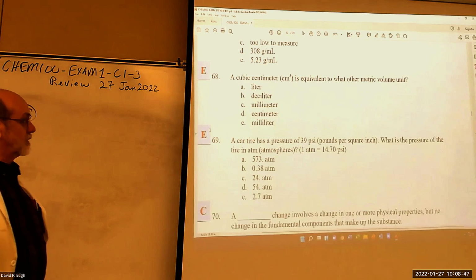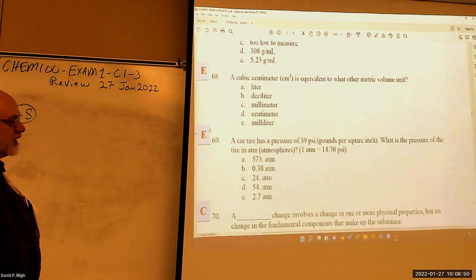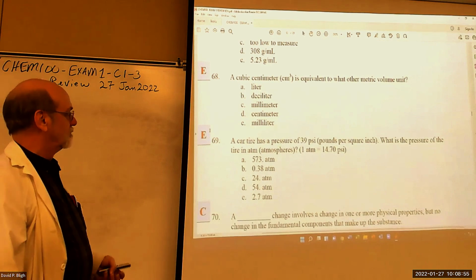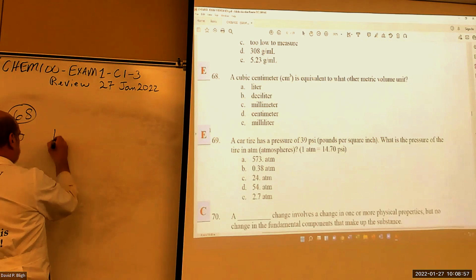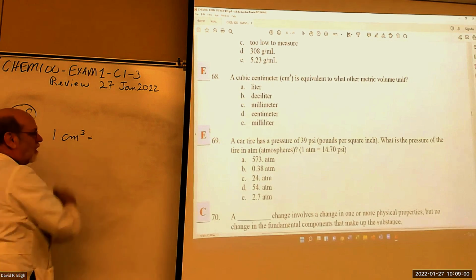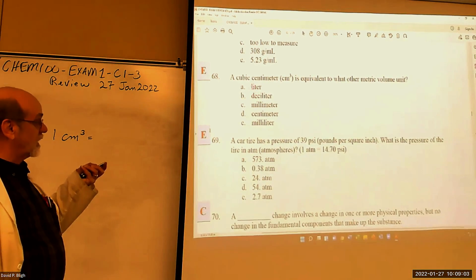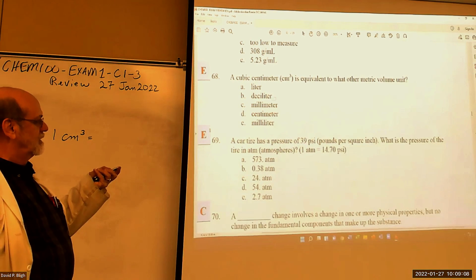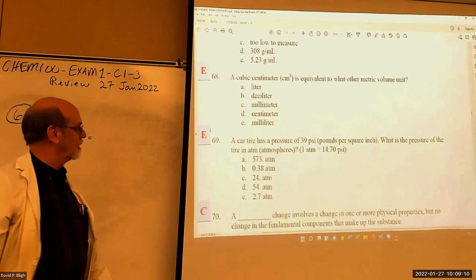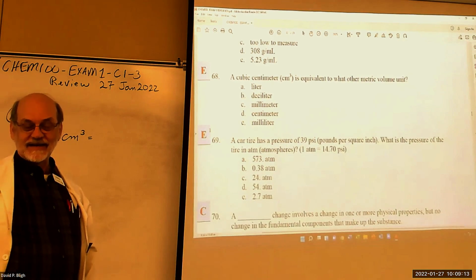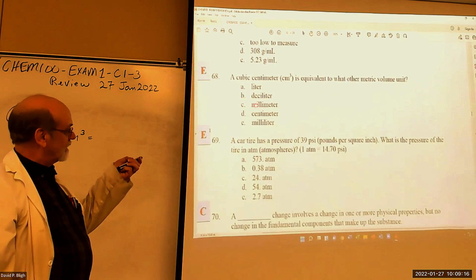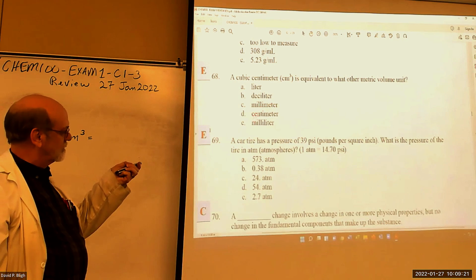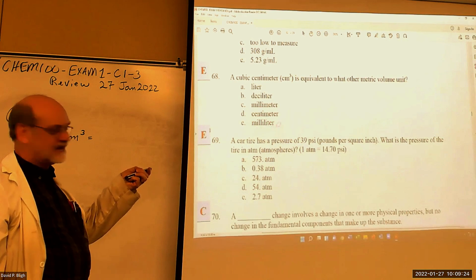A cubic centimeter is equivalent to what other metric unit? This is memorization. I mean, we proved it in the lecture, but what is a cubic centimeter equal to? Out of this list, it's not equal to a liter, not even equal to a deciliter. Oh, there it is right there. 1 cubic centimeter is 1, oops. I would have got that one wrong. That's a unit of length. This is a unit of volume. Milliliter.